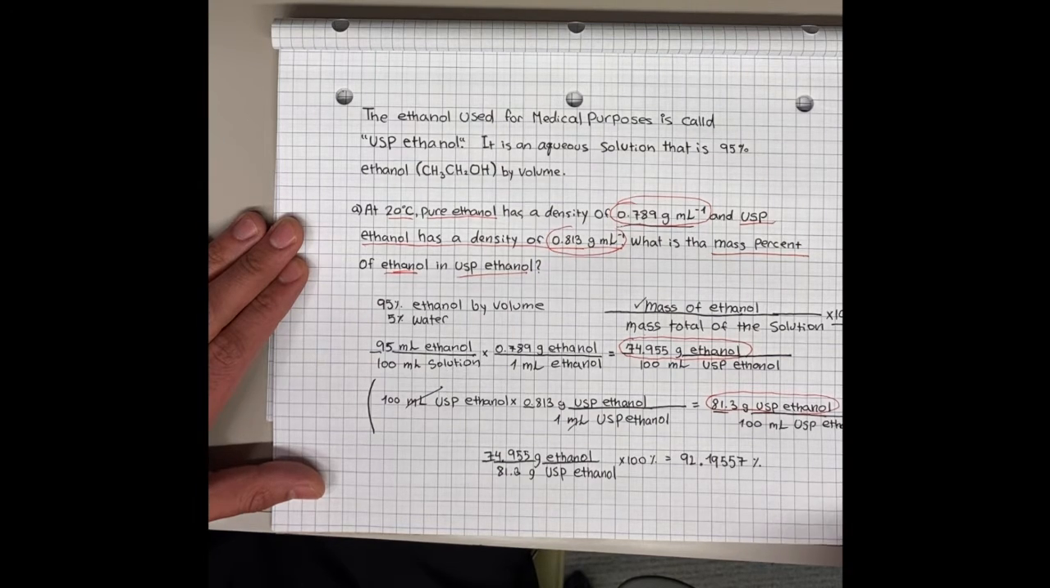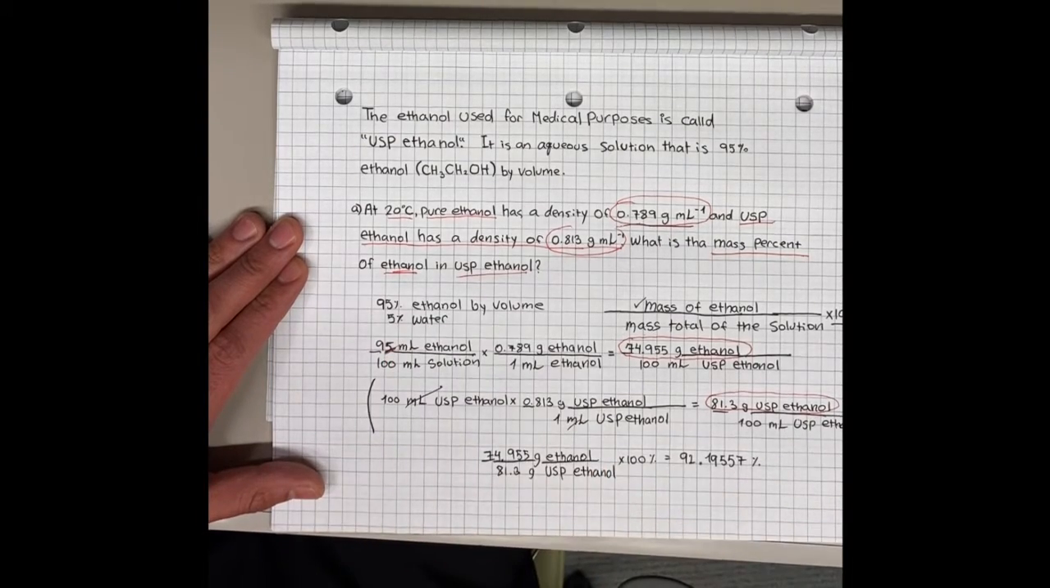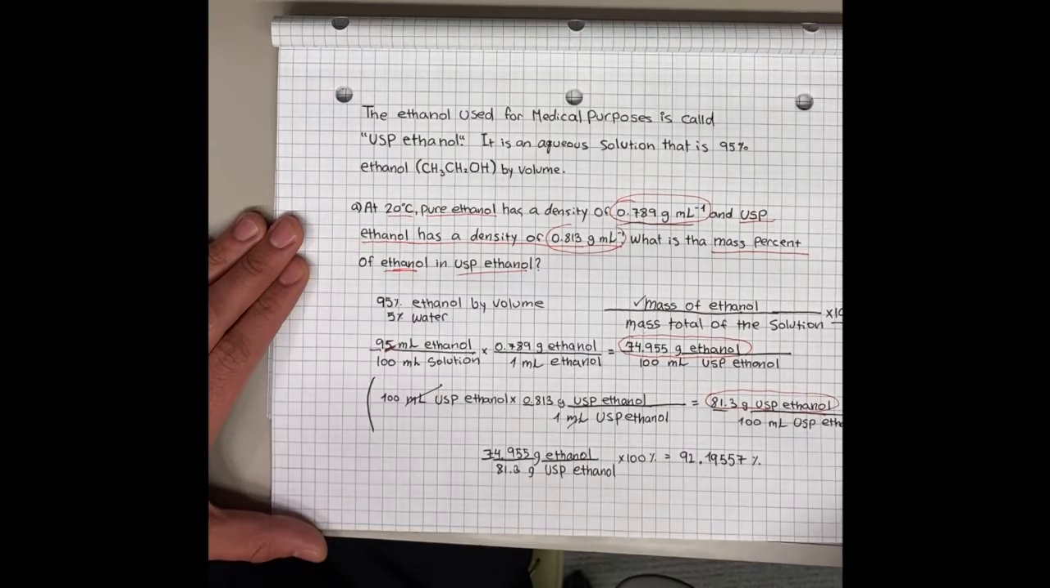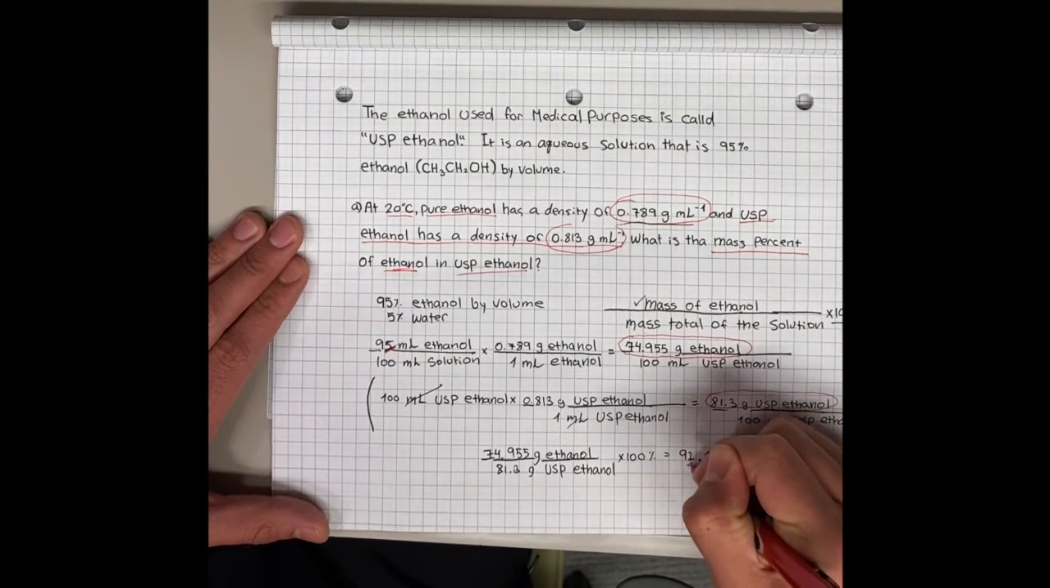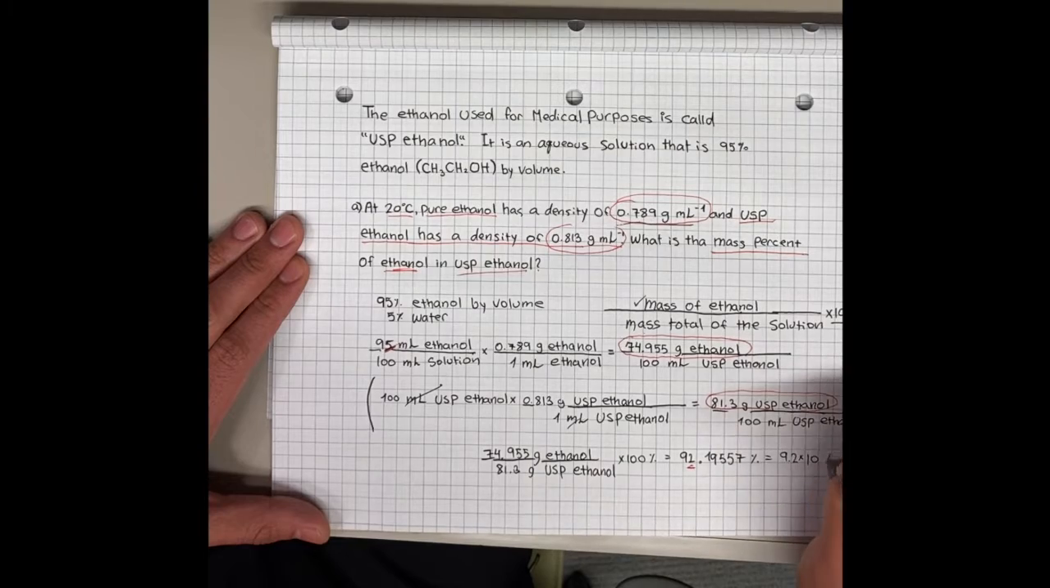The values that I'm being given are two significant figures, because I calculated for 95 milliliters of ethanol, since the value that I'm given is 95% ethanol by volume. So I'm looking for two significant figures. So the answer is 9.2 times 10 to the one percent of ethanol.